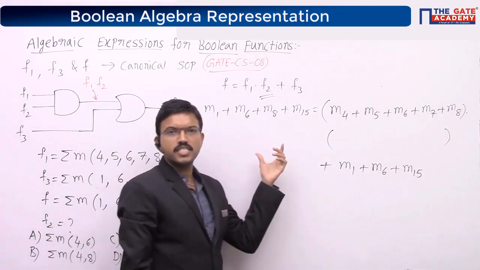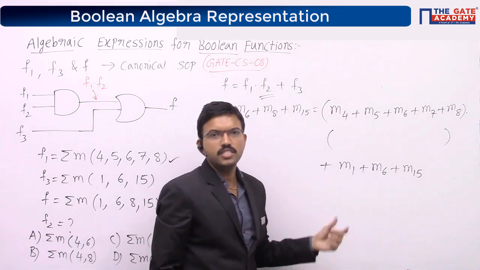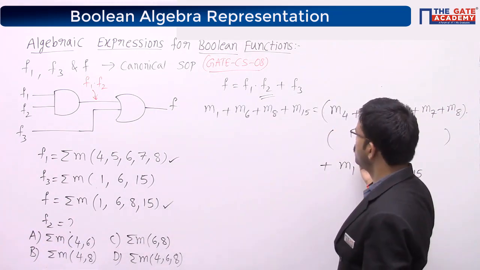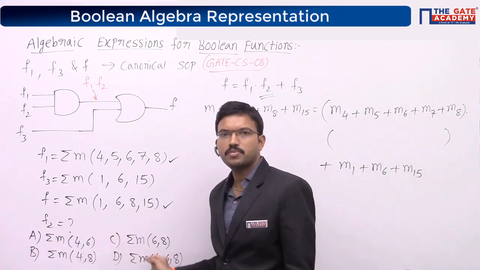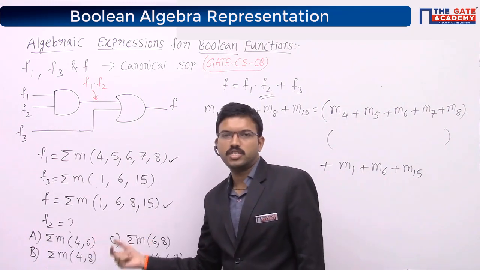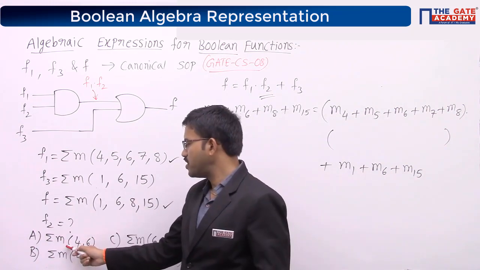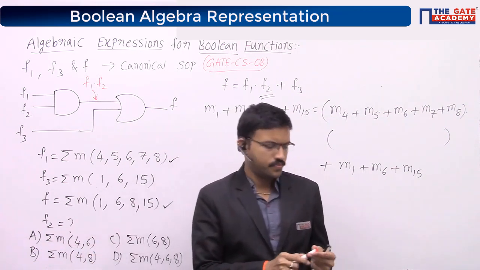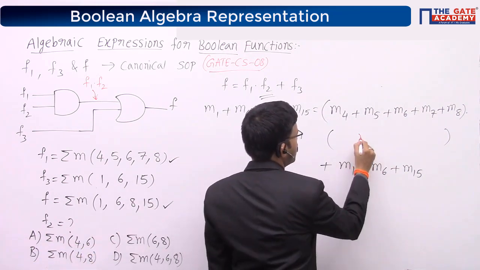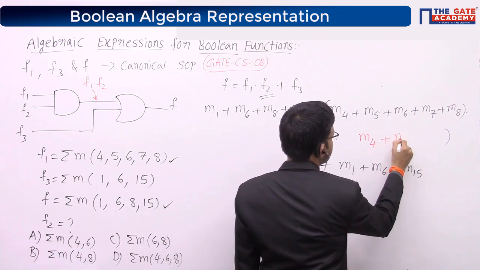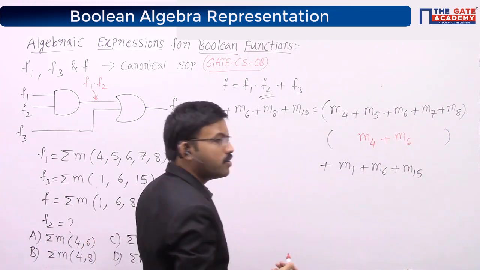Whatever the functions he has given, we have substituted that, and now let us find out what is F2. Since he has given 4 options, let us check one by one. First I am assuming option A. Here I am having sigma m 4, 6. That means here I will consider M4 plus M6.